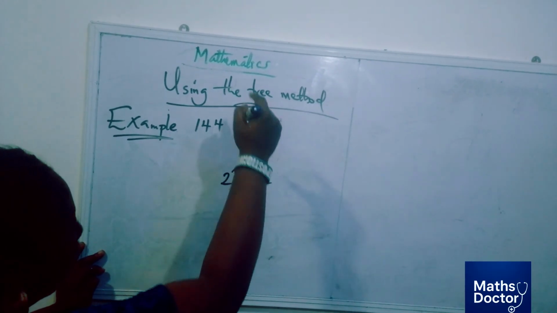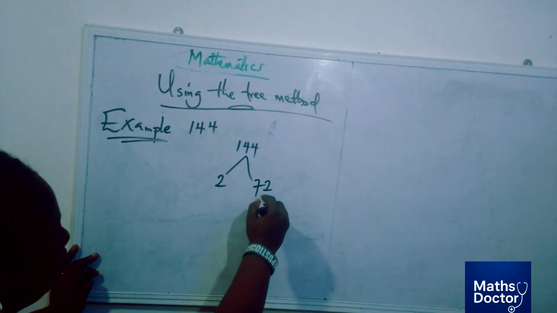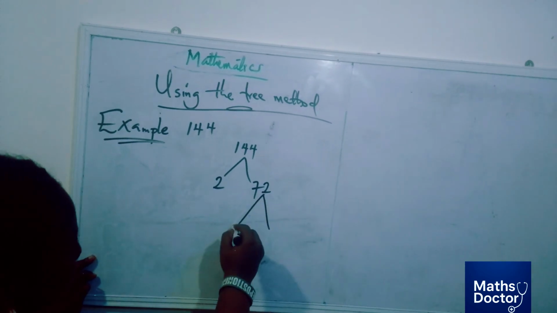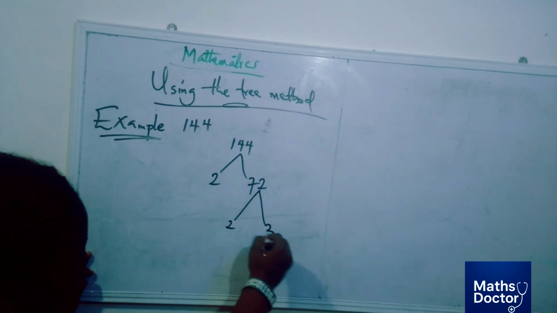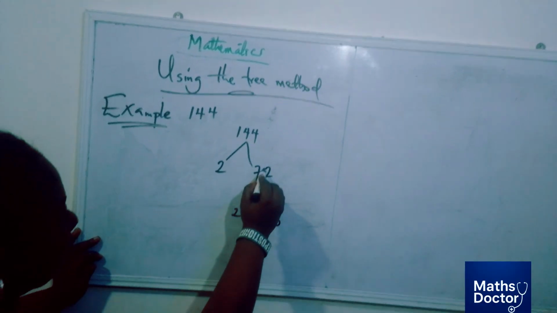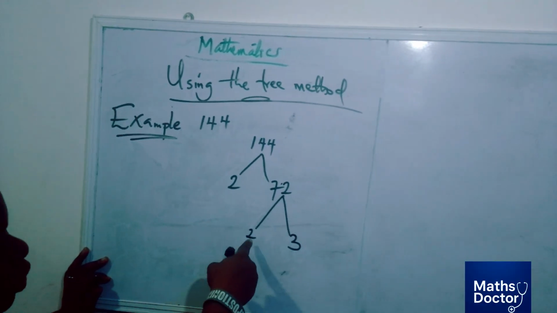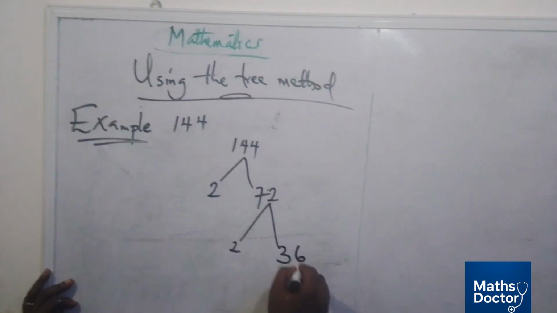2 goes in 4, you have 2. You do like this again. 2. 2 goes inside 7, you have 3. Remainder 1. Add it up to this, you have 12. 2 inside 12, you have 6.